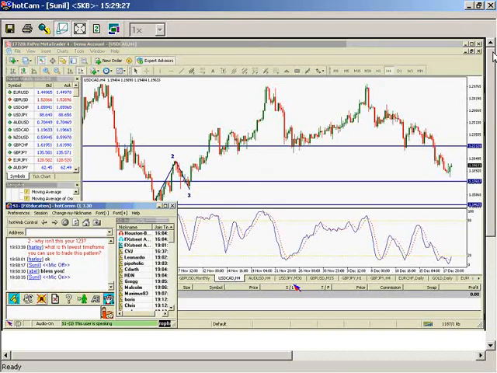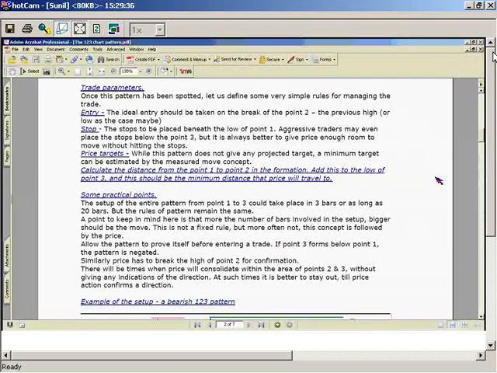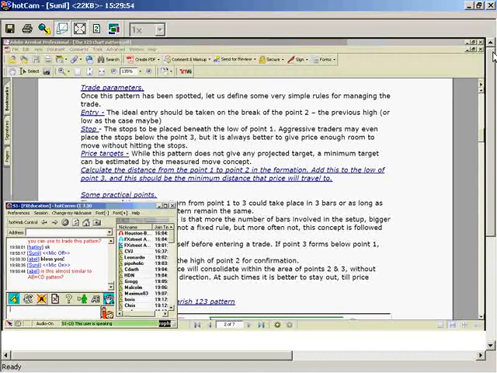All right, let's get back to our system. So the minimum distance we have calculated. There are some practical points before we go into some advanced looks at this particular pattern. The setup of the entire pattern could take place in 3 bars or as long as 20 bars. The rules of the pattern remain the same. This is a very important concept.